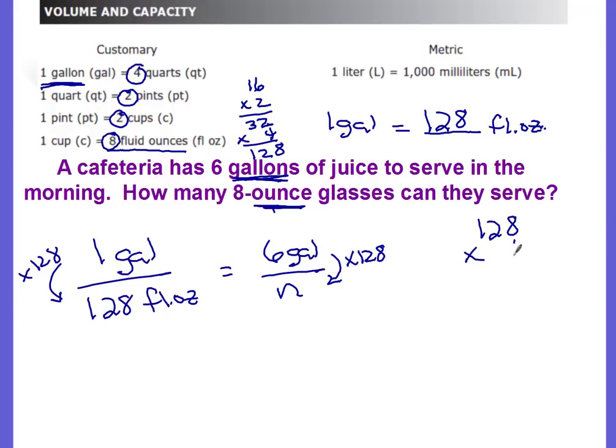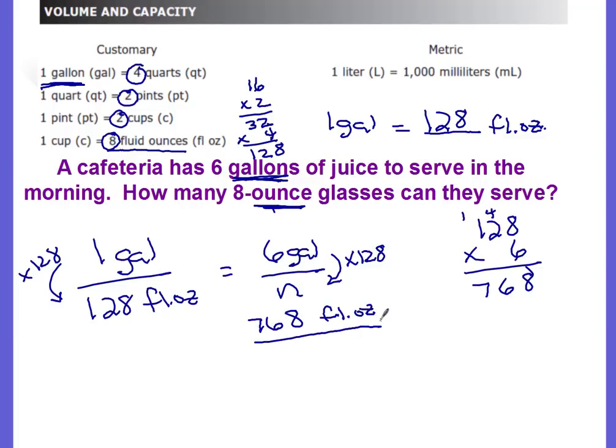128 times 6. 6 times 8 is 48, carry your 4. 6 times 2 is 12, plus 4 is 16, carry a 1. 6 times 1 is 6, plus 1 is 7. And there are no decimal points, no decimal places, so 768. 6 gallons is equivalent to 768 fluid ounces.